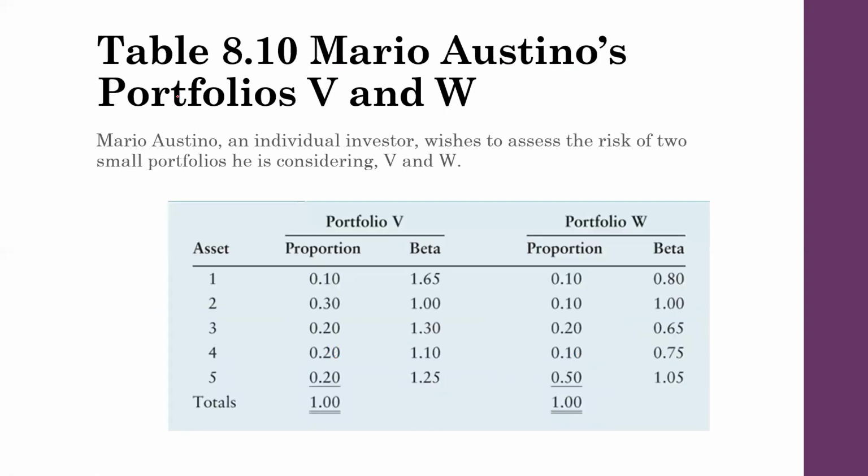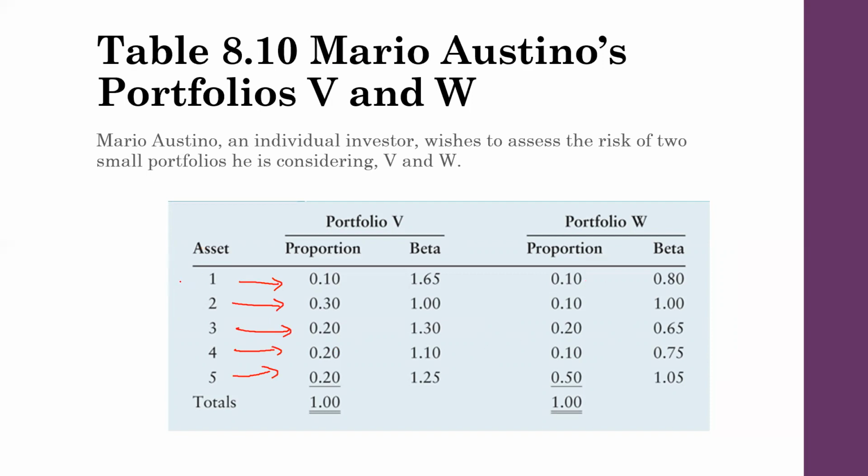Example: Mario Ostino, an individual investor, wishes to assess the risk of two small portfolios he's considering. He is considering V and W. So under portfolio B, asset 1, 2, 3, 4, 5, right? These are the different betas to them. And this is the proportion he's holding: 10% in asset 1, 30% in asset 2, 20% in asset 3, 20% in asset 4, and the rest.